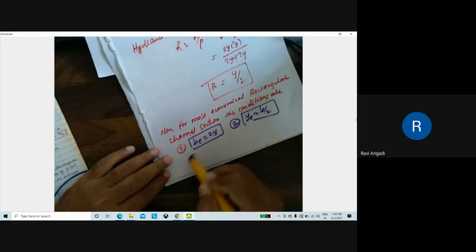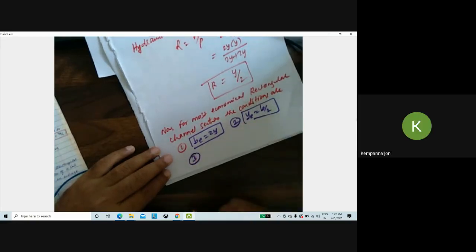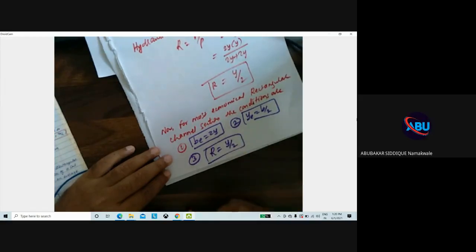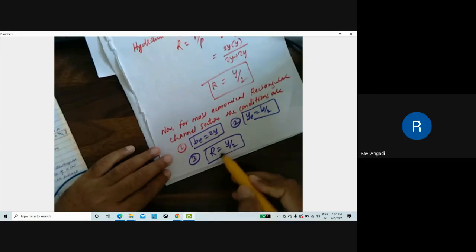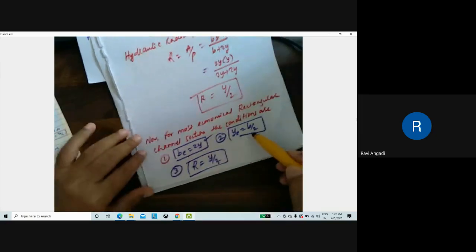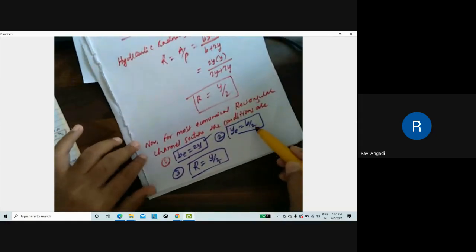What is the third condition? R equal to y by 2. What is this R? Hydraulic radius. Hydraulic radius should be half the depth of flow, and the width of the channel section should be twice the depth of flow, and depth of flow should be half the bottom width of the channel. So these are the three conditions.